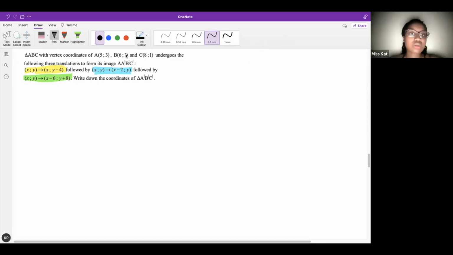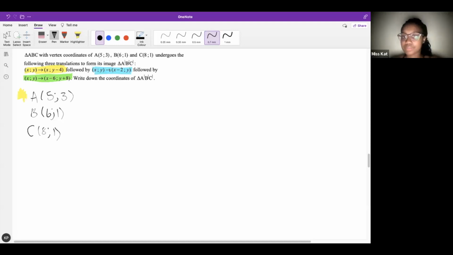So now let's start with A, B, and C where they are. And I'm going to color code which translations we are doing so that everyone keeps track of what I'm saying. So we have to start with the yellow ones because that's where they told us to start. So for A, we're going to start with (5, 3). And then for B, we're going to start with (6, 1). And for C, we're going to start with (8, 1).